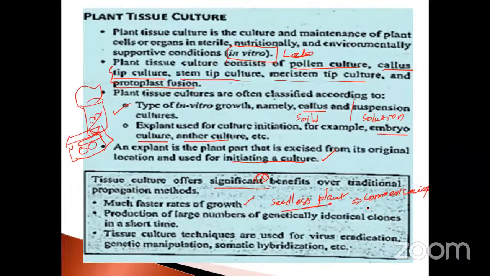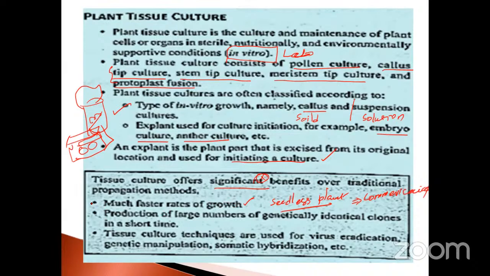Take an example of sapota and banana. They do not have seeds, or the sapota has seeds but they will not grow. Only grafting, cutting, and layering methods are used. At the same time, suppose we plant by seeds, it will take more time, for example 5 years, 6 years, 7 years. Suppose you use this method, you will get the result within a short period. That's why they have chosen the tissue culture method.